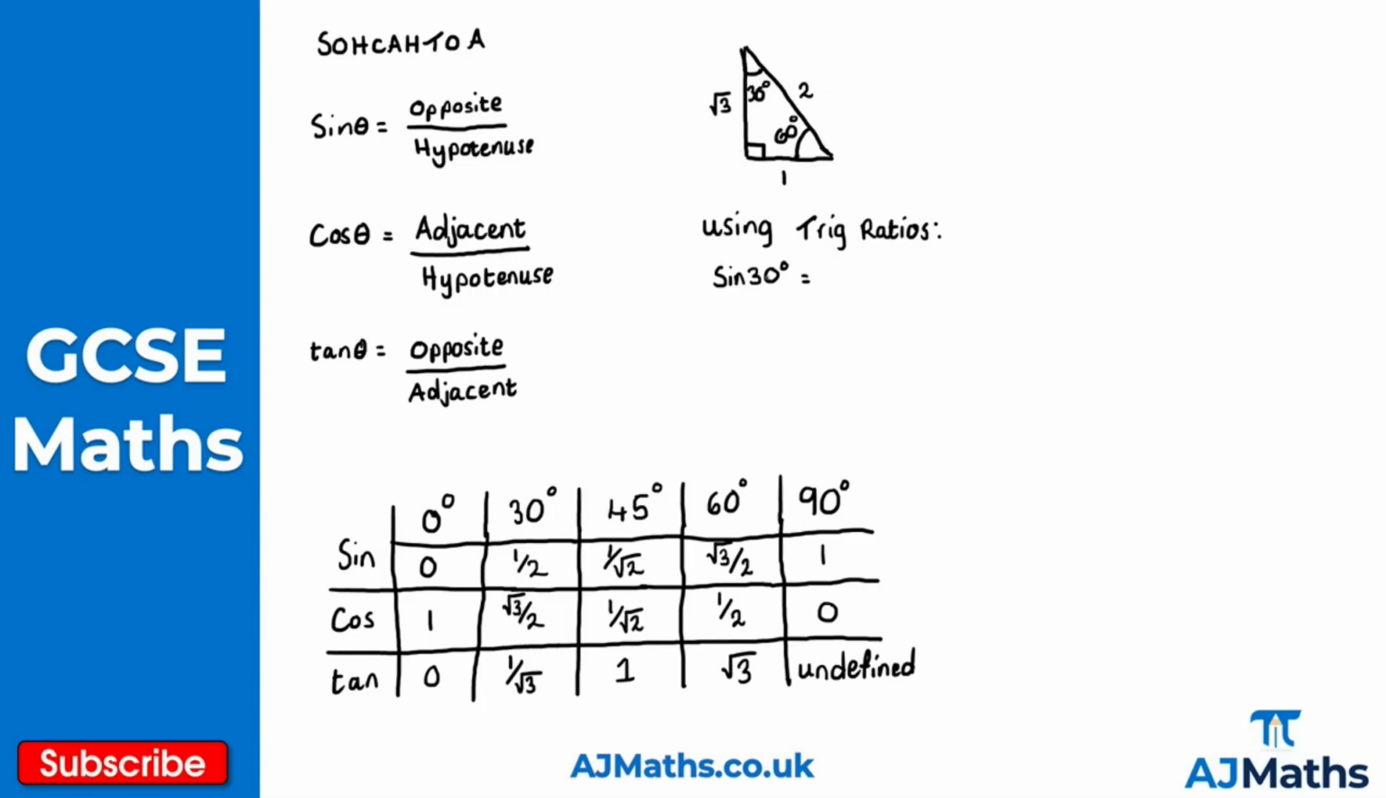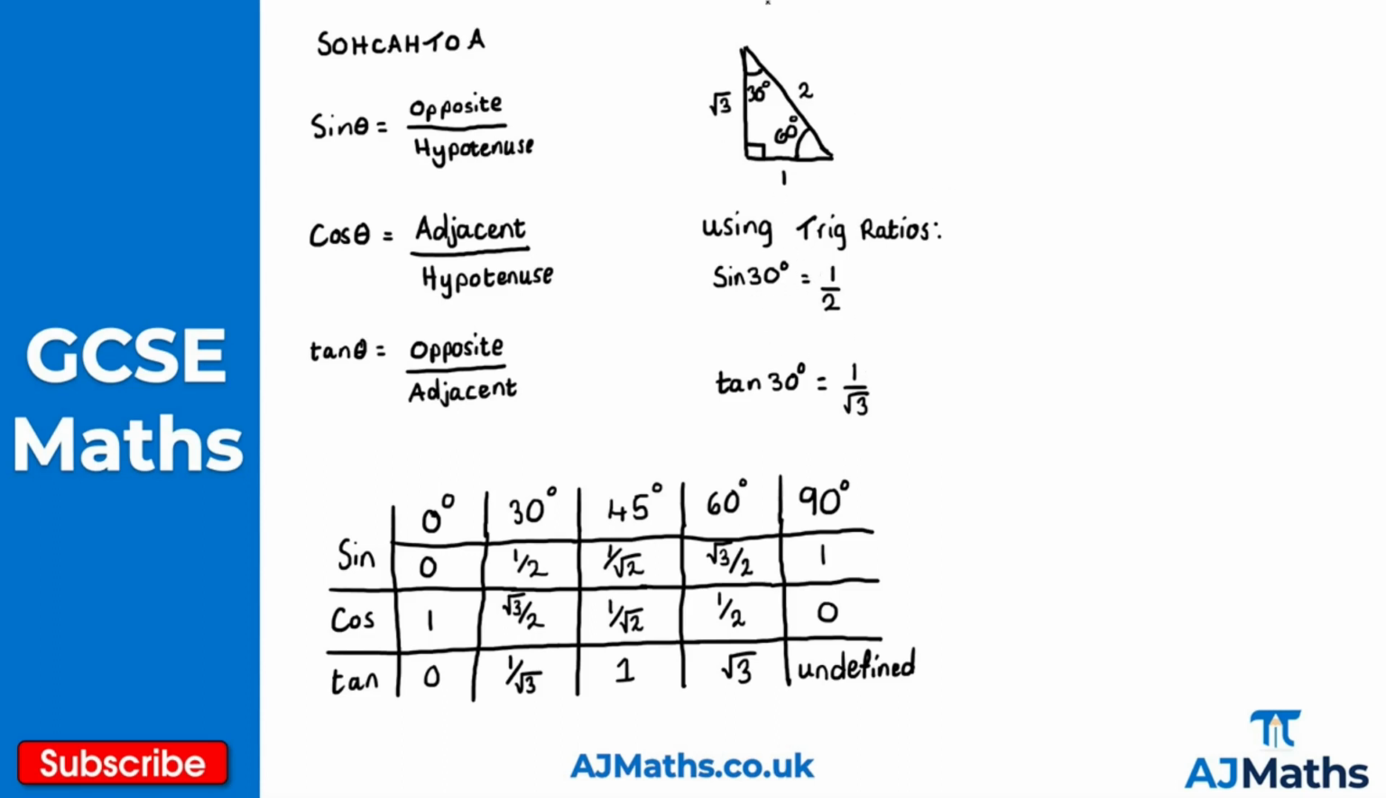So sine of 30 degrees is the opposite over the hypotenuse. My opposite here is 1. My hypotenuse here is 2, so we get 1 over 2. Sine of 30 degrees is a half. So what about, for example, tan of 30 degrees? Well, the tangent is the opposite over the adjacent. The opposite now is 1. My adjacent is this length here, which is root 3. We get 1 over the square root of 3. Okay? That's for when we're working with 30 degrees.